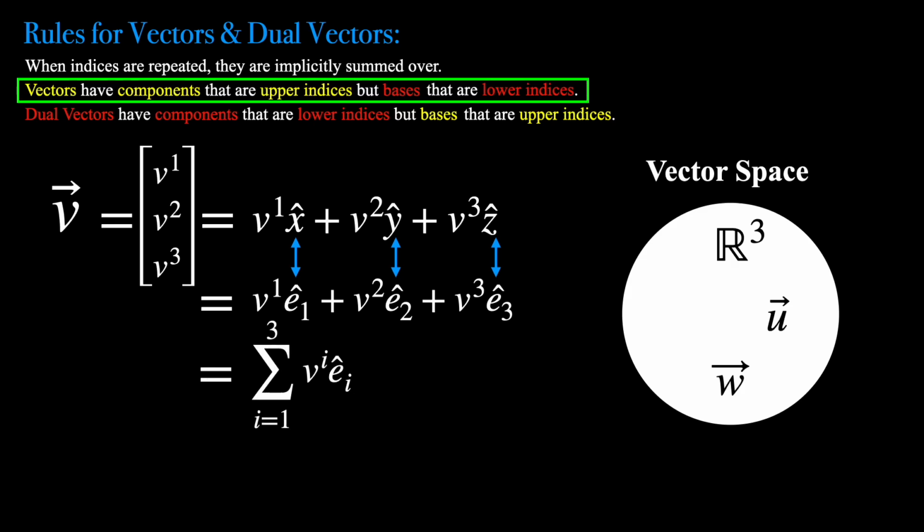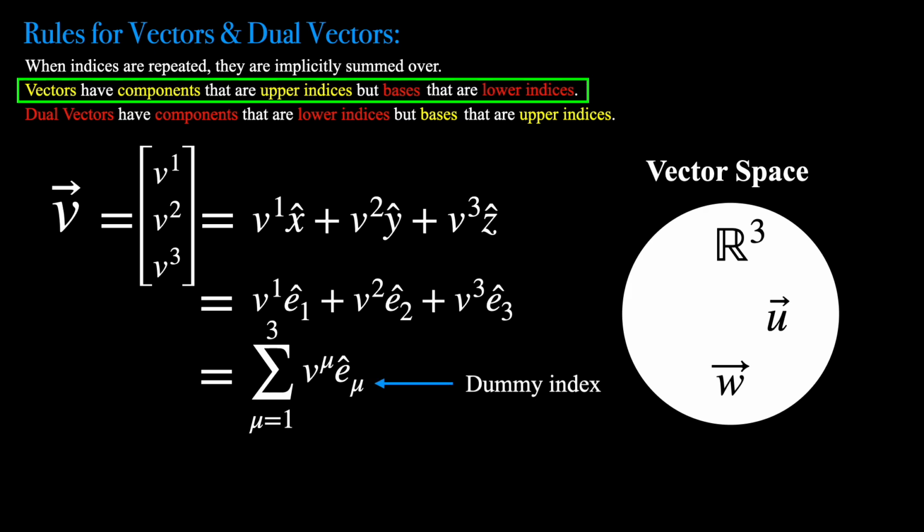And if we choose the letter i as an index, it will be the sum of v^i e_i, where i goes from i equals 1 to 3, where again, the upper index is the component of the vector and the lower index is the basis. Now, we just arbitrarily chose the letter i here as the summation index, but we could just as easily have chosen another letter, say mu, and it would mean the exact same thing. So since the letter chosen as the index here is arbitrary, it gets the name of a dummy index.